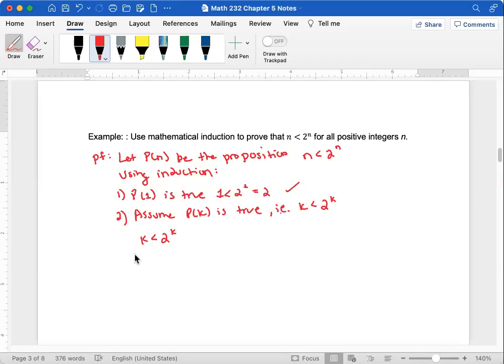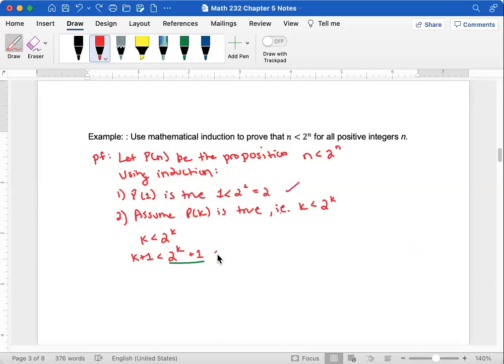If I add 1 to both sides, the inequality holds because I've increased both sides by 1 at the same time. What I'd like to do is manipulate the right side here so that this ends up being less than 2 to the k plus 1. That's what I want to have happen, okay? Like at some point, I want 2 to the k plus 1 to pop out.